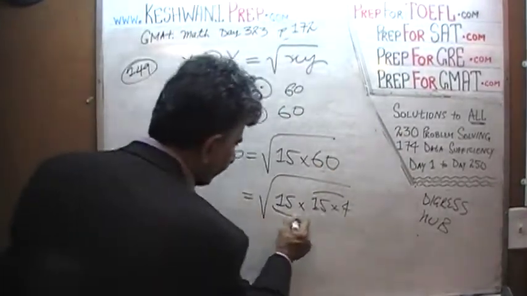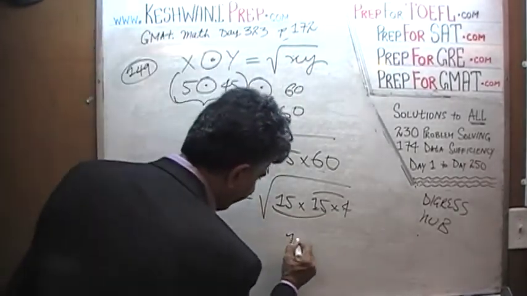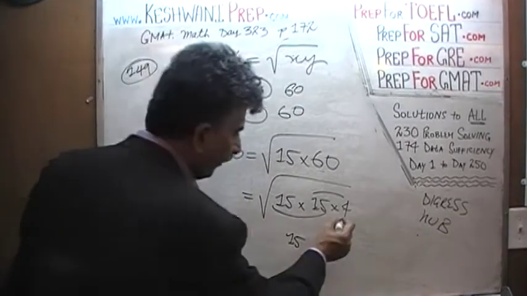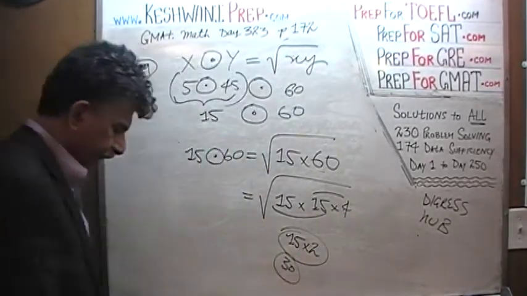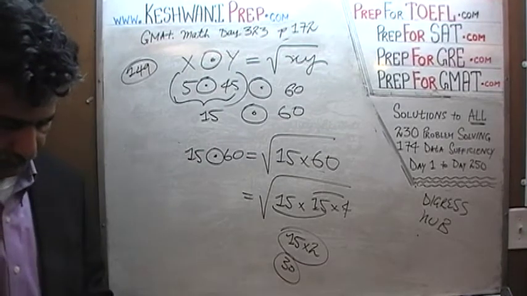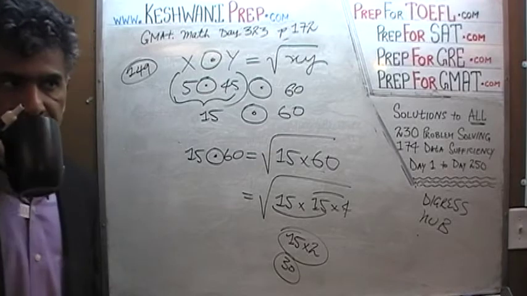Now what's the square root of 15 times 15? The square root of 15 times 15 is just 15. And what's the square root of 4? The square root of 4 is 2. Voila, the answer is 30. The answer is 30. Let's go to the next one, number 150.